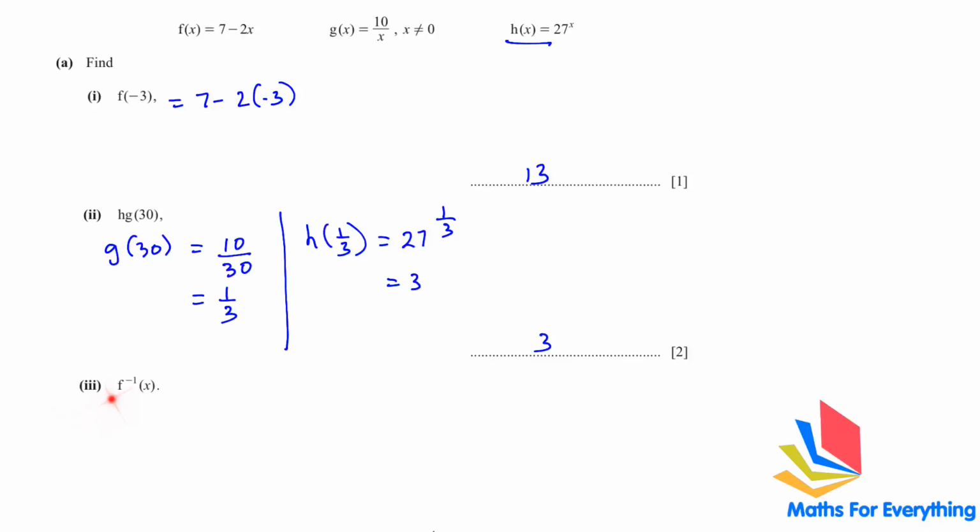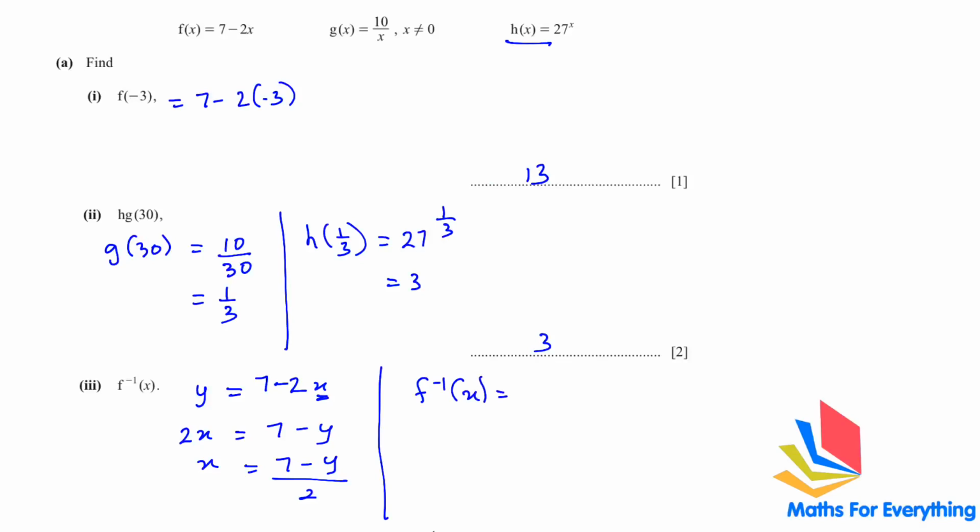Next one, we have to find the inverse of f of x. F of x, we will change it into y is equal to 7 minus 2x. And your main aim here is to make x the subject. Negative 2x is with x, we'll move it to the other side to make it positive. 7 minus y. Divide 7 minus y by 2. Now that your x is the subject, in place of x, you will write f inverse x, and substitute the y with x. 7 minus x over 2. So that is how you find your inverse.